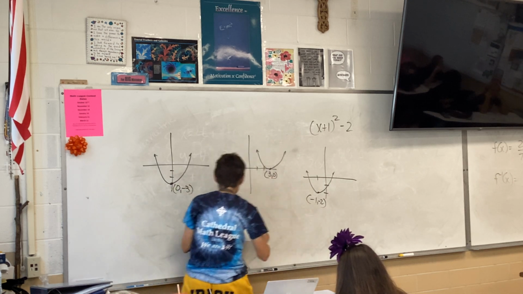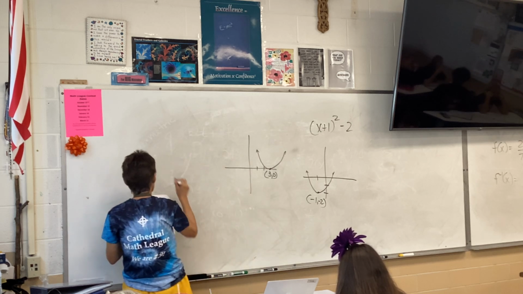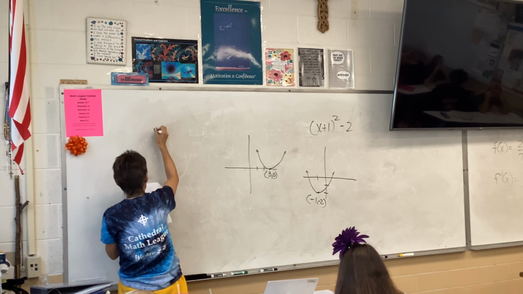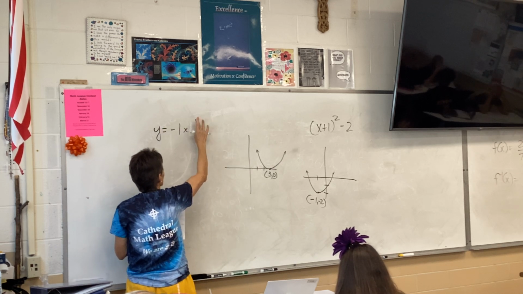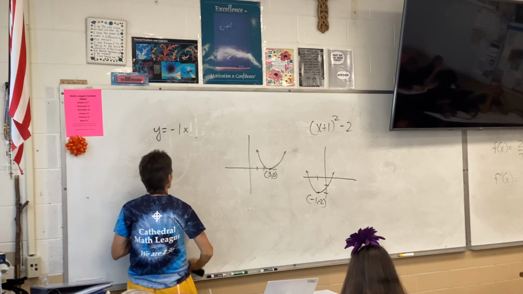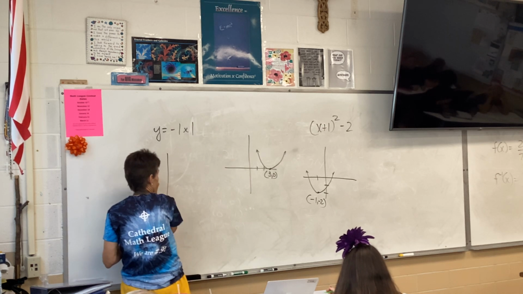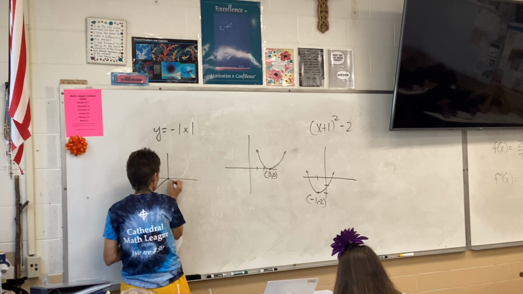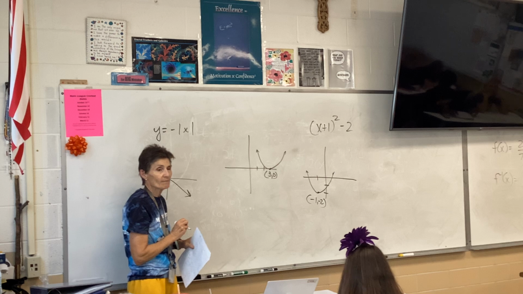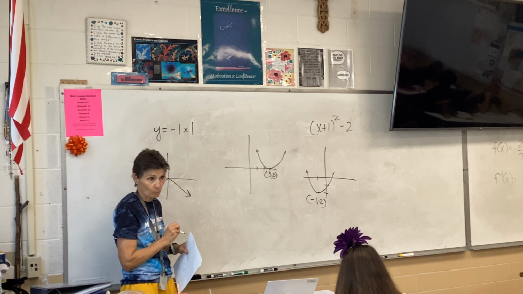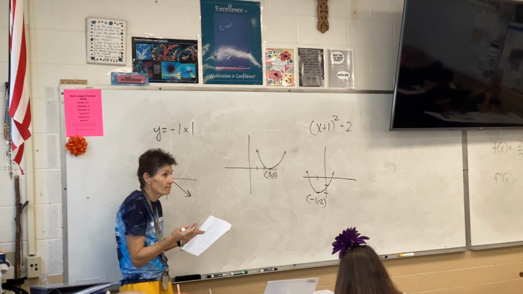All right, let's look at the next set. What in the world is this going to look like? It's upside down. Upside down. Has it been moved? Nope. So it's just going to look like this. What would I have to have in my equation if it were going to be moved? Like a plus something or whatever, right?